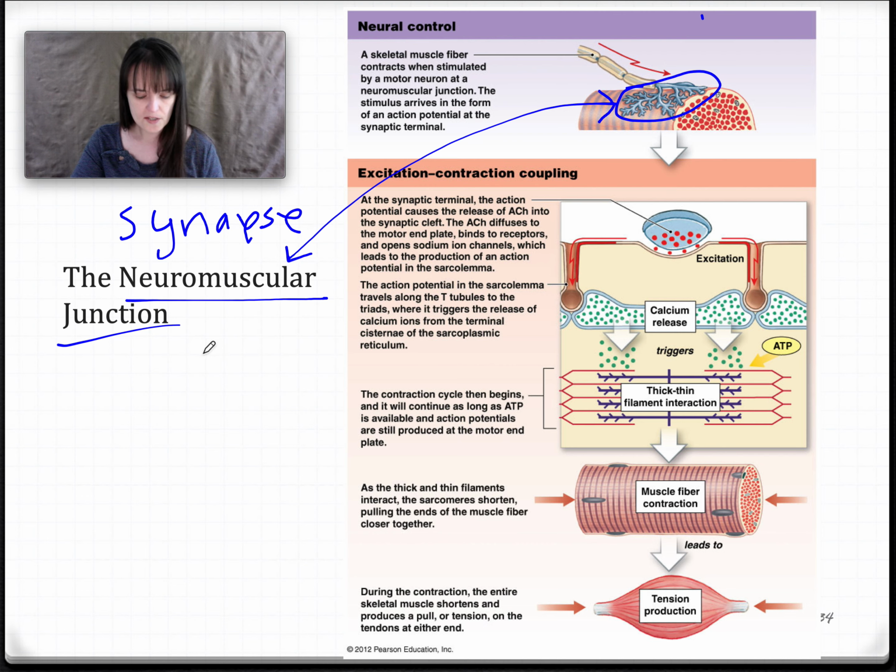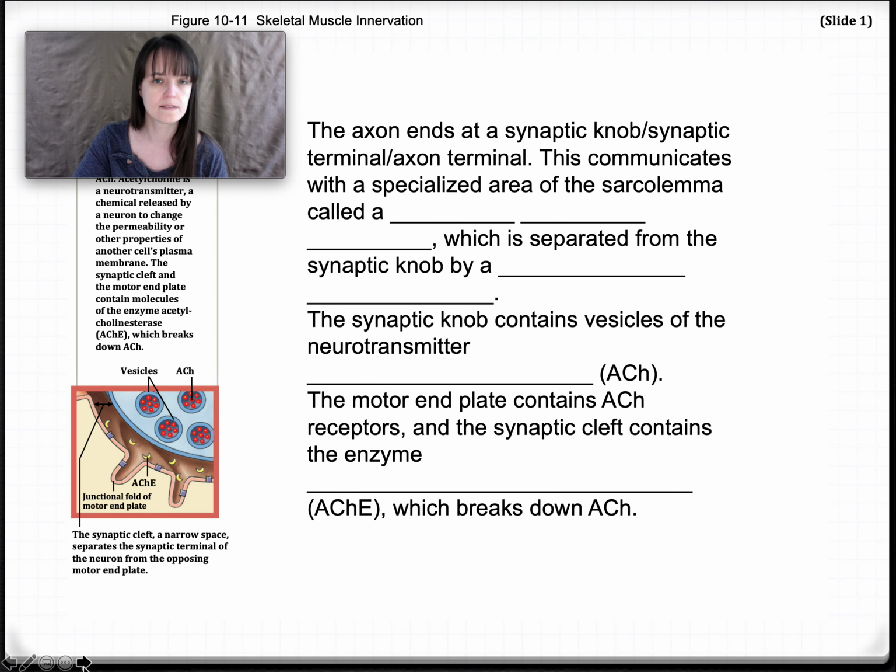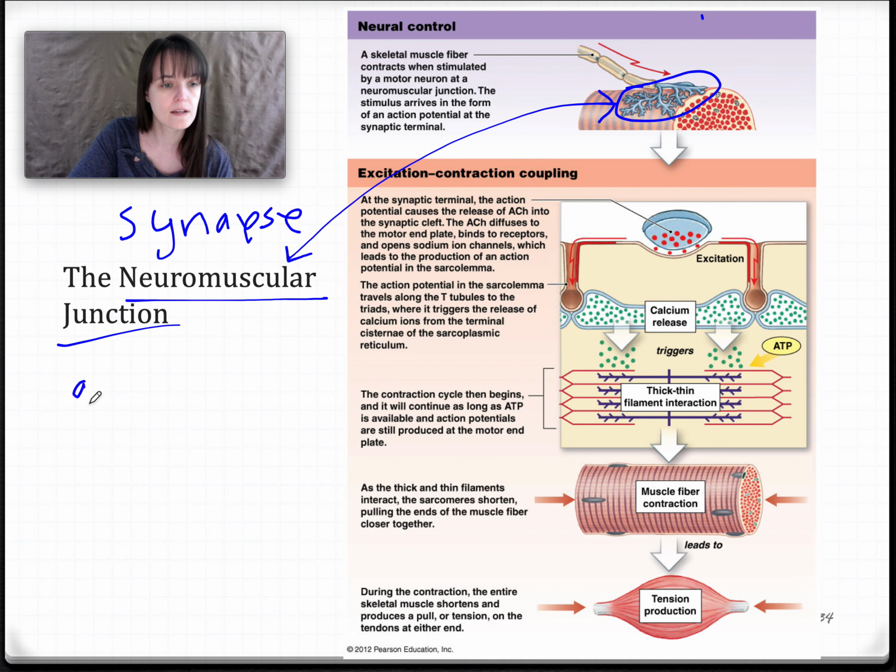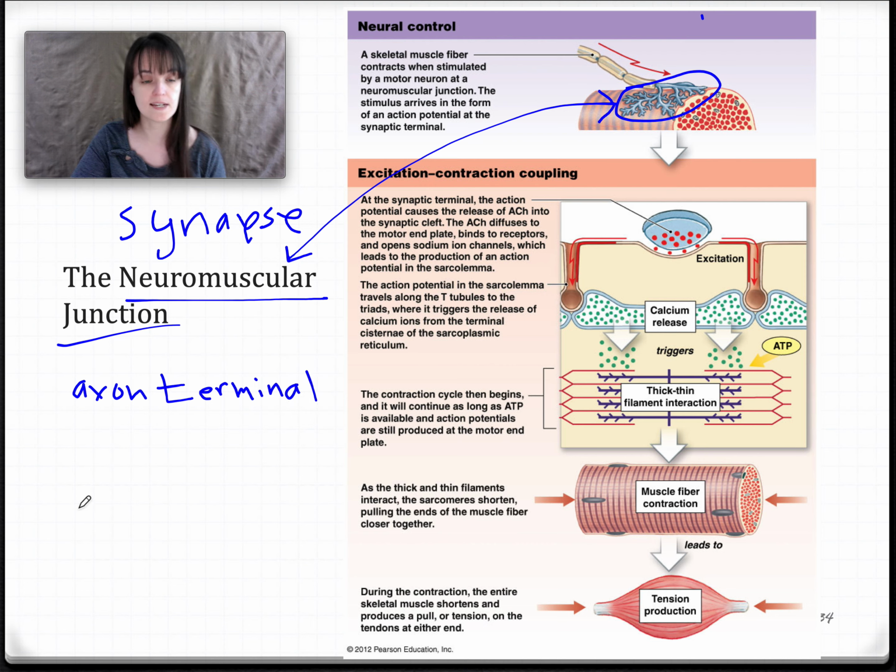Excellent. The neuromuscular junction is made up of the neuron's axon terminal, also called a synaptic terminal, or synaptic knob. All three of those terms mean the exact same thing. And the muscle's motor end plate.